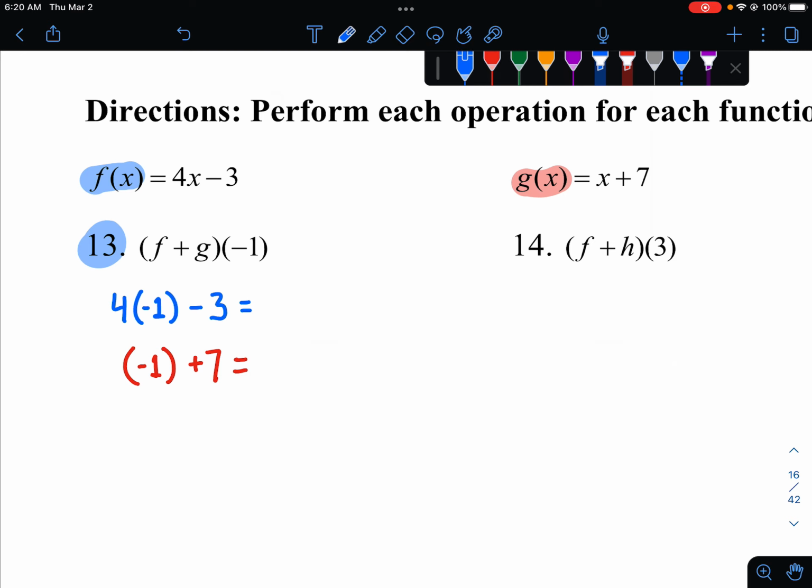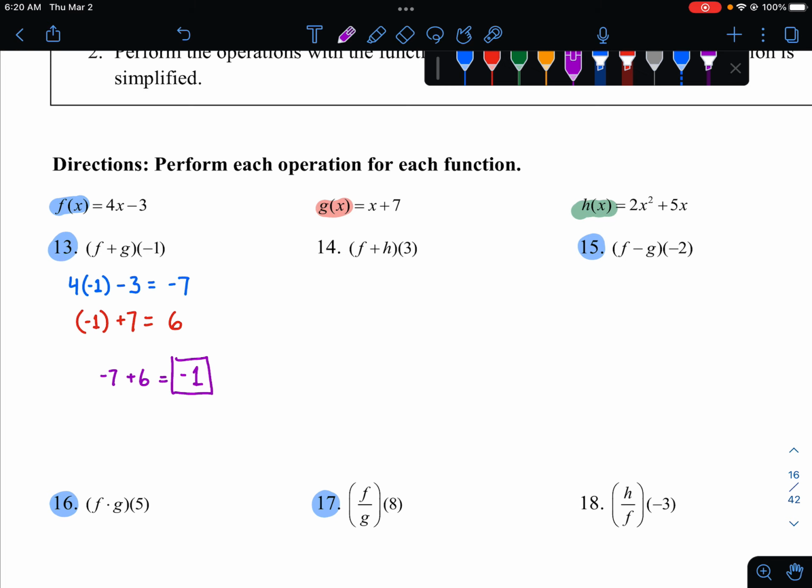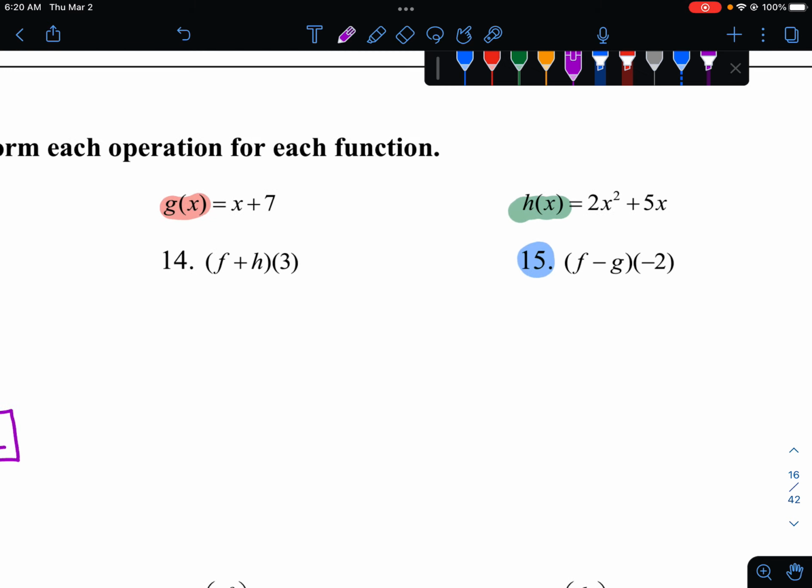So I do 4 times -1, which is -4 minus 3. So it's -7. And then I do -1 plus 6. That's +6. And then they're telling me to add those two together. So I do -7 plus 6. And my answer is -1. Some of these are ending up the same. That is purely coincidental when I'm plugging those values in, so don't really read into that too much.